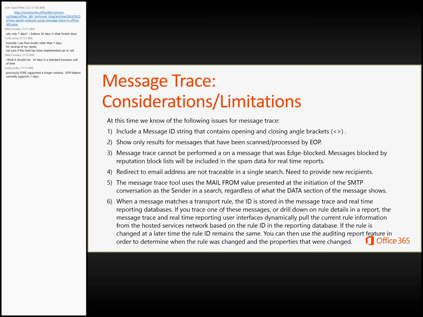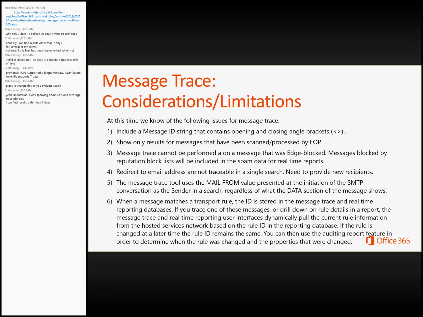Okay, so if emails are getting redirected to some other email address, we will not be able to trace in a single search. So we'll have to provide the new recipient's information. For example, we have a transport rule that says email received via a recipient, redirect it to another recipient. So we'll have to specify the new recipients there because the email is redirected. And message trace again uses mail from. So when we search and provide the sender, it always uses mail from.